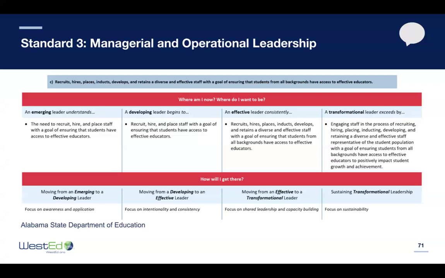So as you reflect on where you are now, ask yourself, where do I want to be? What steps can I take to move from my current leadership level to the next? How can I integrate the 4 domains for rapid school improvement into my leadership practices to ensure sustainable success in recruiting and retaining high quality educators? These are critical questions to consider as you work toward improving recruitment and retention strategies and ensuring every student has access to effective educators.